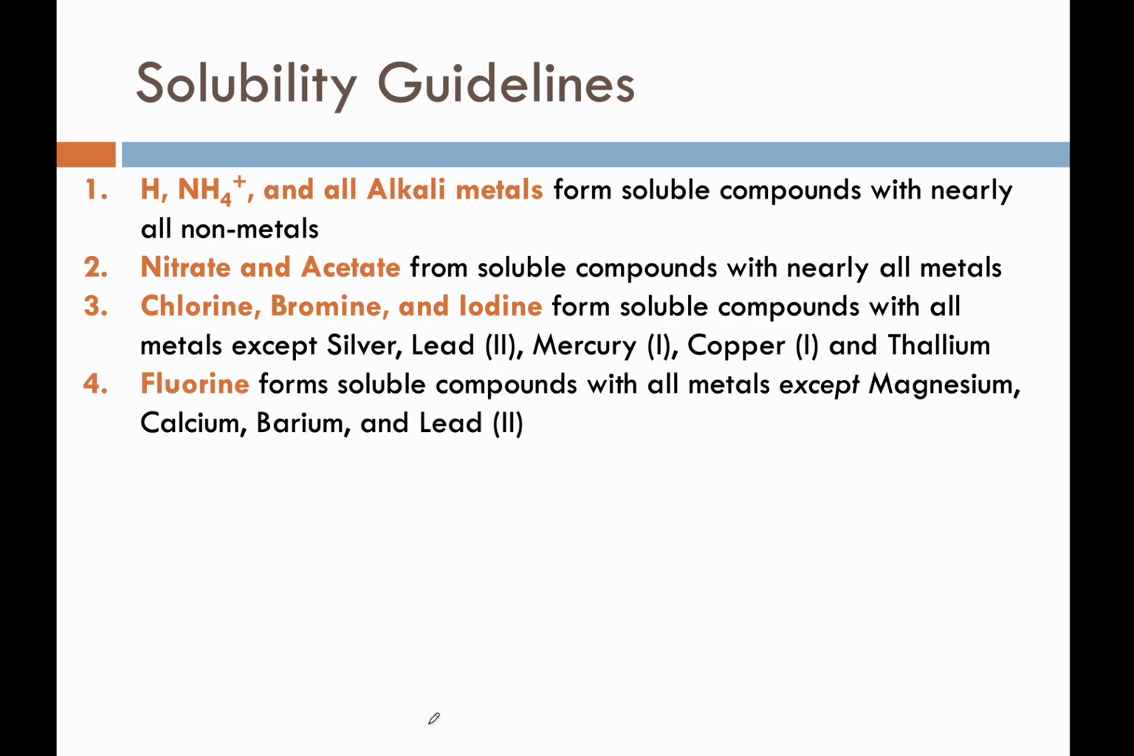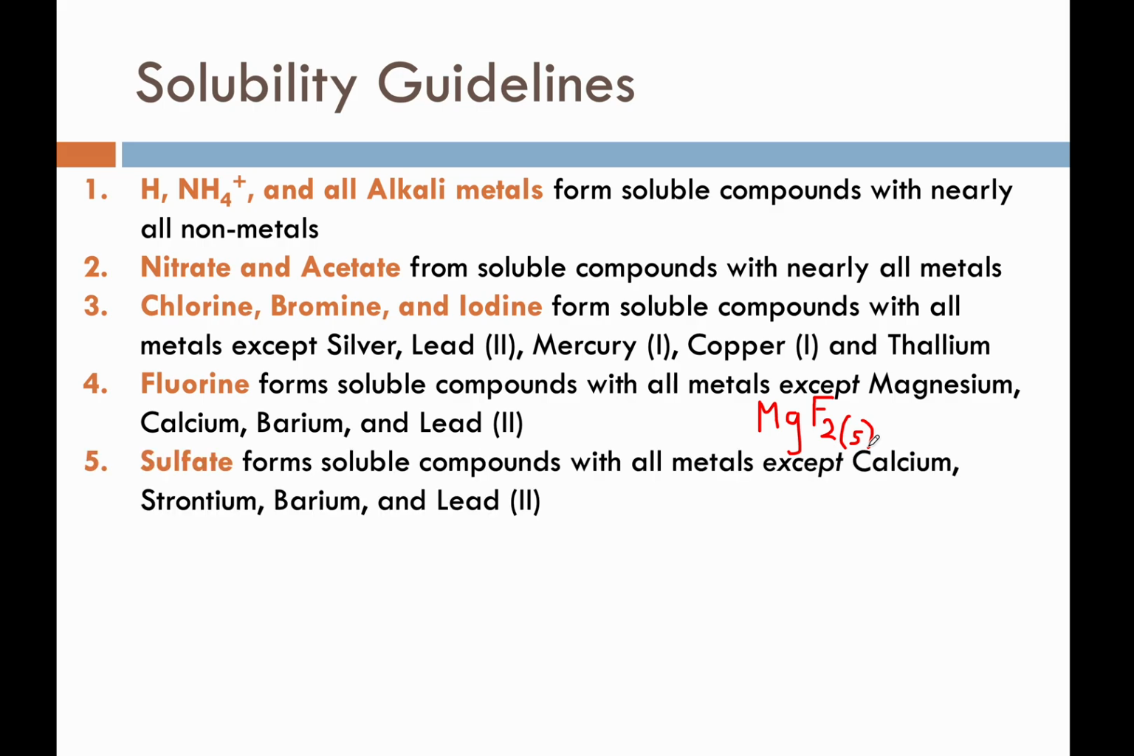Fluorine is soluble with all metals except for magnesium, calcium, barium, and lead 2. So let's say you have maybe the magnesium. We're going to bond that to fluorine. Magnesium has a charge of 2. Fluorine has a charge of -1, so we're going to need F2 there. That would be solid, right? Because fluorine is soluble with everybody except magnesium, calcium, barium, and lead 2.